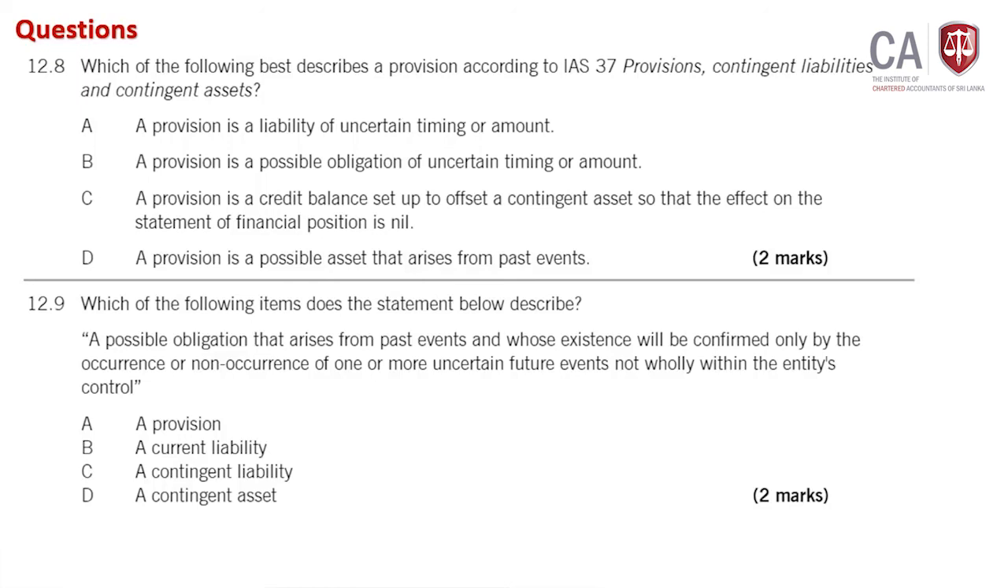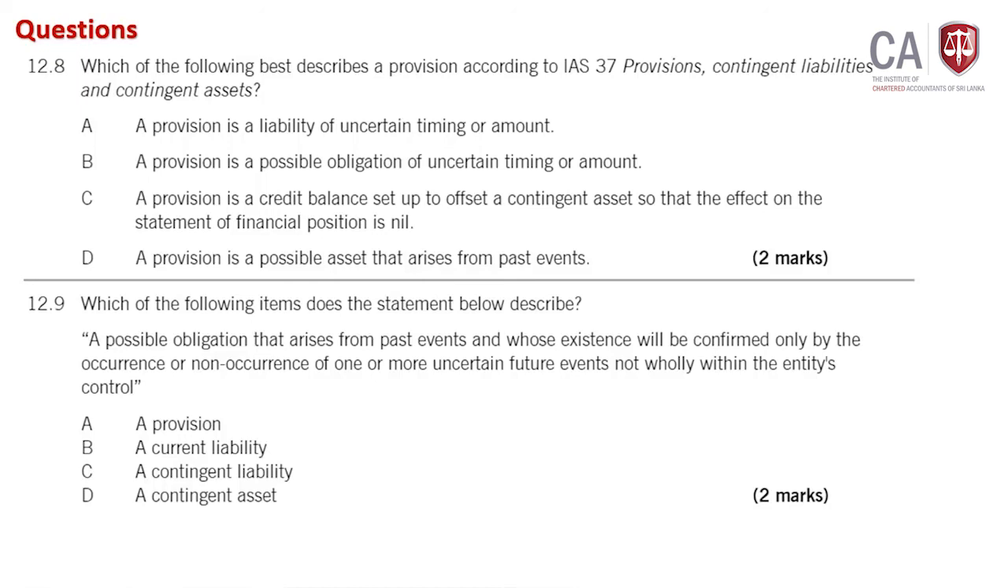Provision is a liability of uncertain timing or amount. Look at the first slide. Yes, correct. Then there is no need to read the other options even. Provision is a possible obligation: completely wrong, it's a probable obligation. Provision is a credit balance set up to offset a contingent asset: completely wrong. Provision is a possible asset: completely wrong. The answer is A.